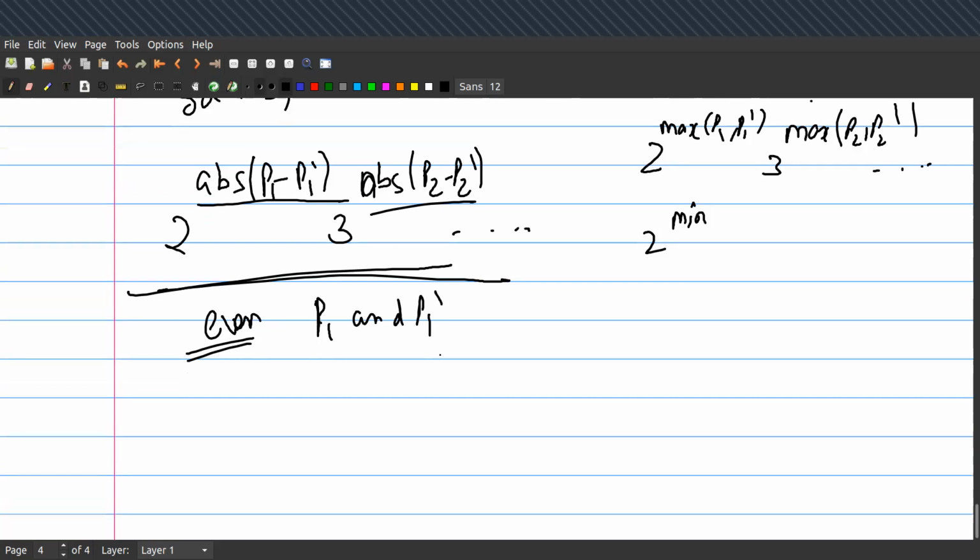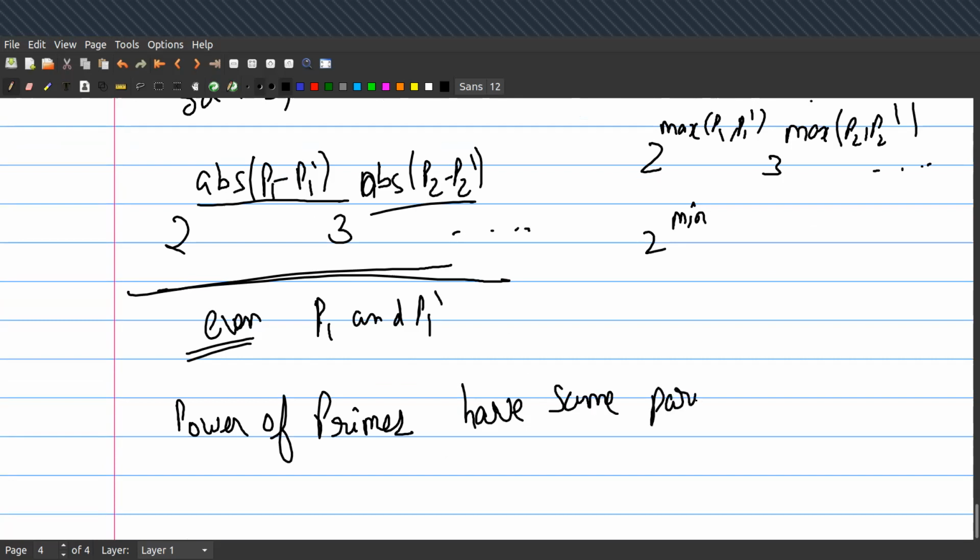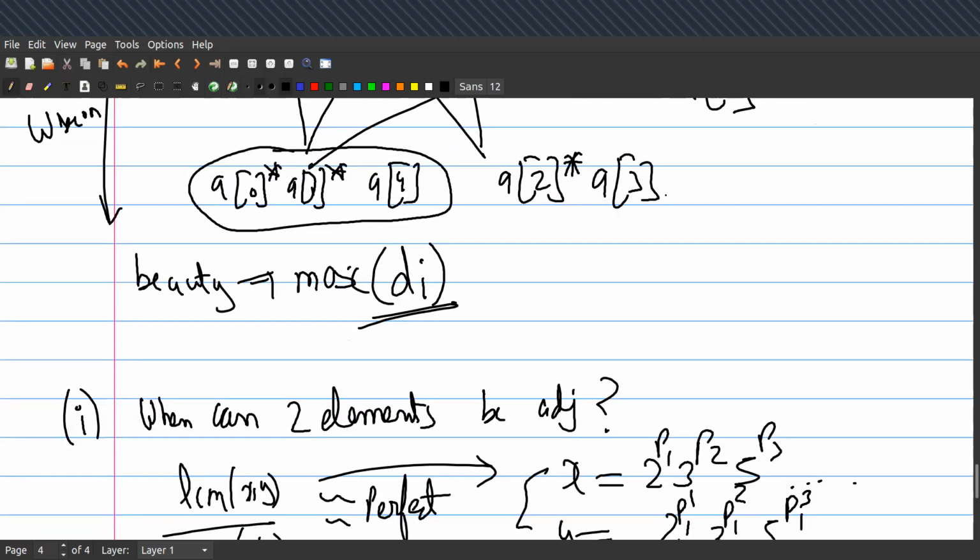So we have just found that two elements will be adjacent when the powers of their primes have the same parity. Okay, so we got till here.